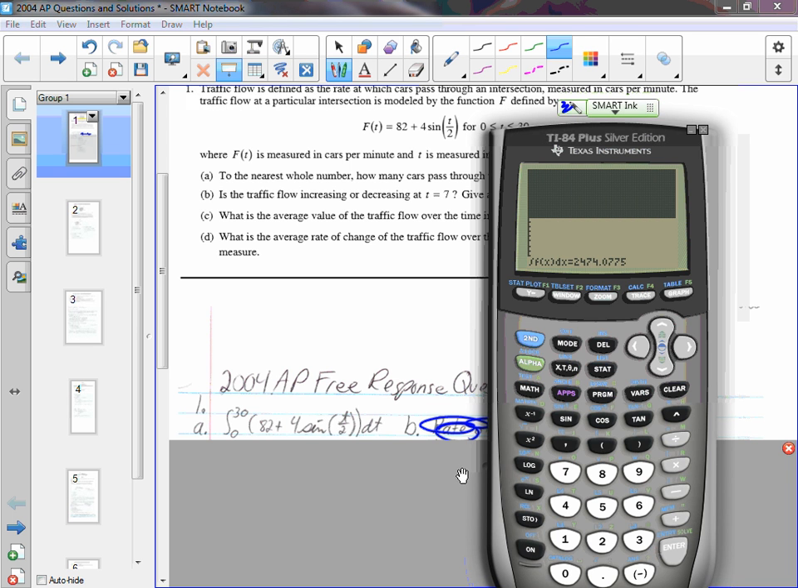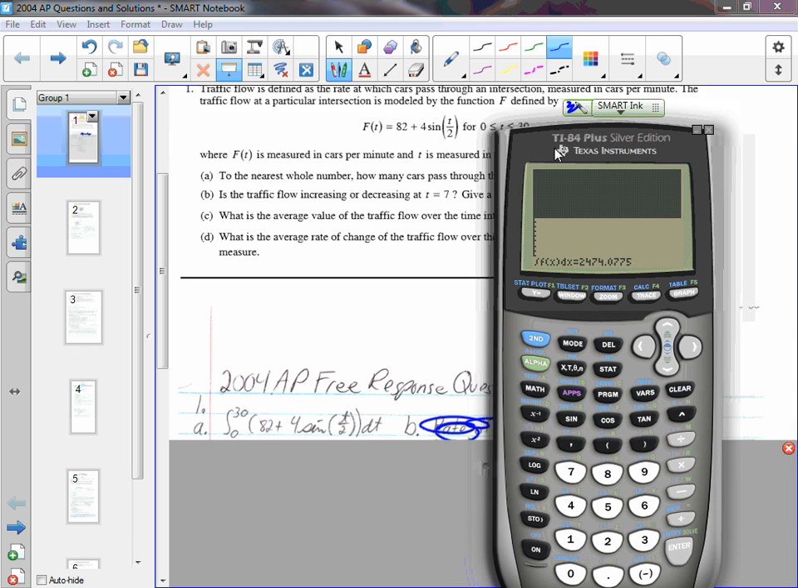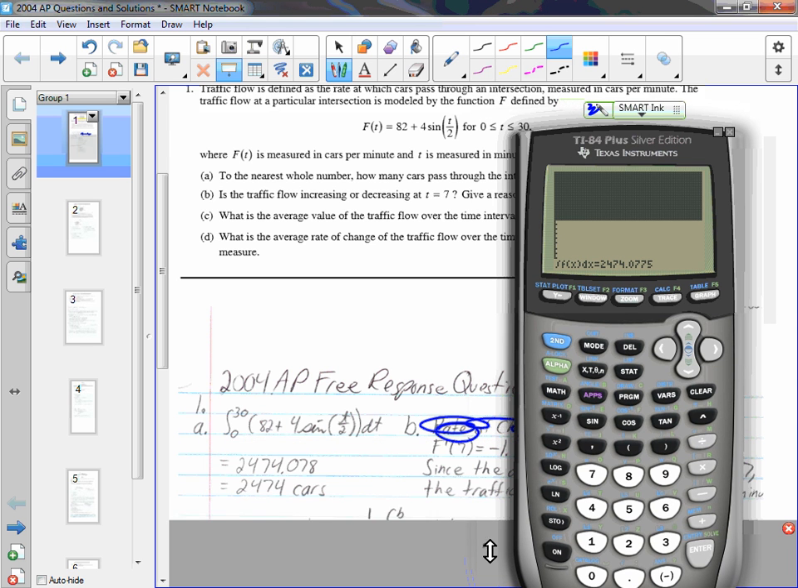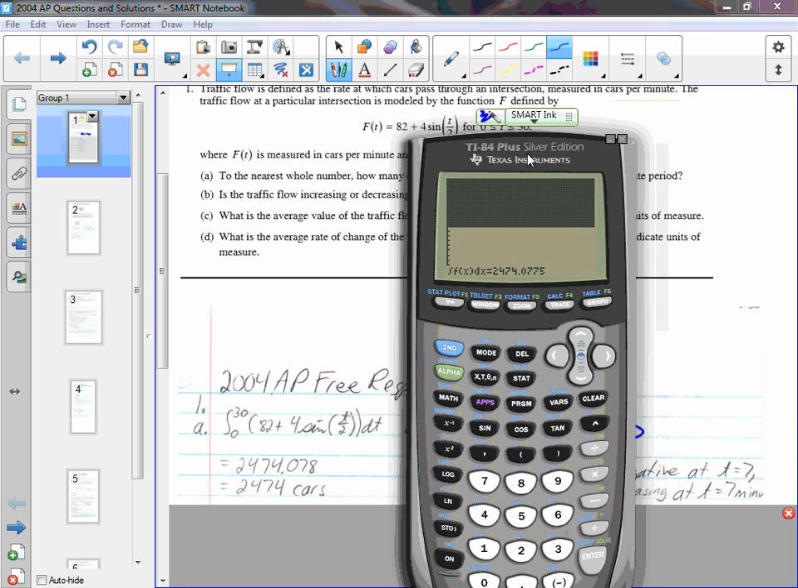Is that what you guys got? Now, they do say to the nearest whole number. So don't put the 3 digits to the right of the decimal like they tell us to do. They preach it. And then what does the very first question say that we worked together? Round to the nearest whole number. And I see why. You can't have 0.078 of a car.